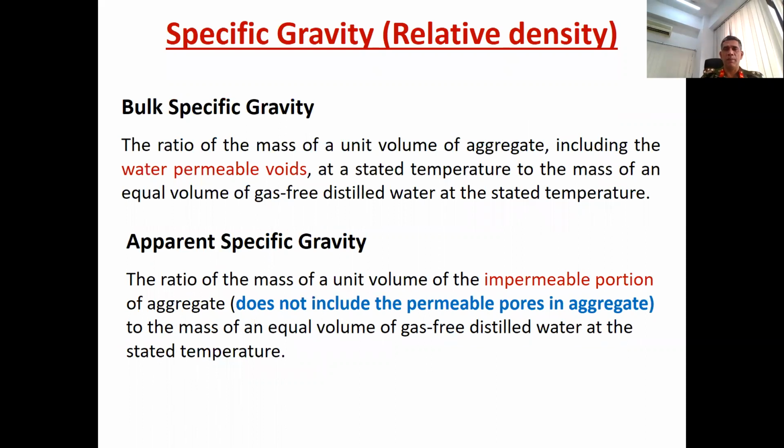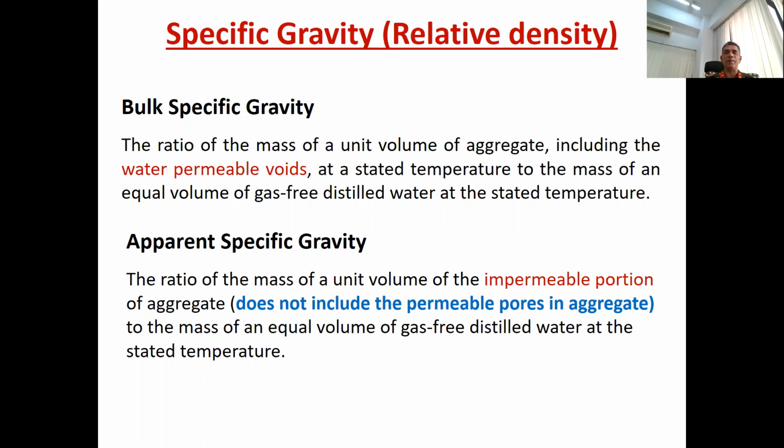Then comes the bulk specific gravity. Bulk specific gravity is the ratio of the mass of a unit volume of aggregate, which includes the water permeable parts, at some specific temperature to the mass of an equal volume of water. This is called bulk specific gravity.